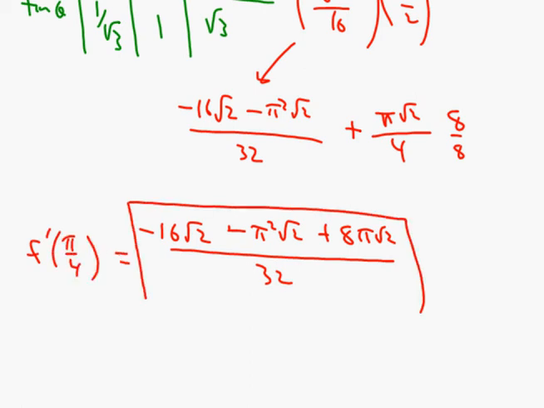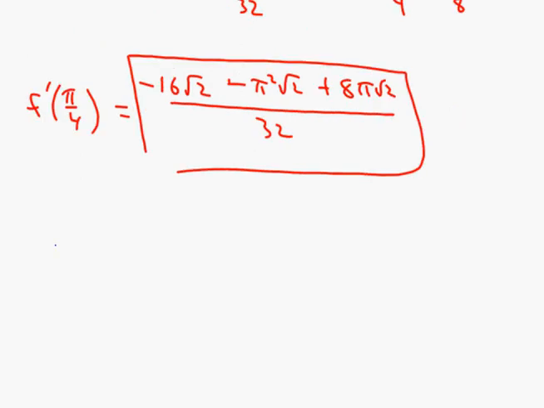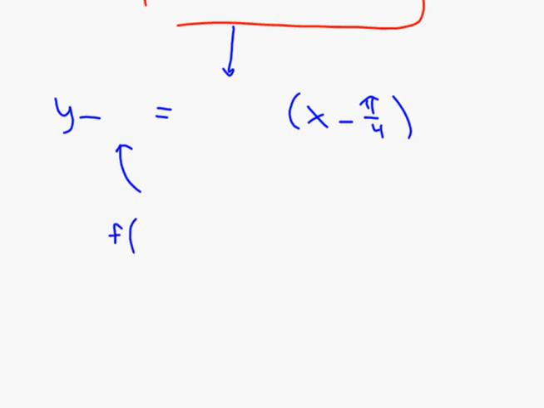I don't know if that looks any better than how it started out, but that's what you can do to it. So let's continue. We know our line looks like this. Y minus blank equals the slope, which would be this thing, times x minus blank. Well, we know that x is pi over 4, so that can go there. And we just need to get the y value. But to do that, you do f of pi over 4. Okay.